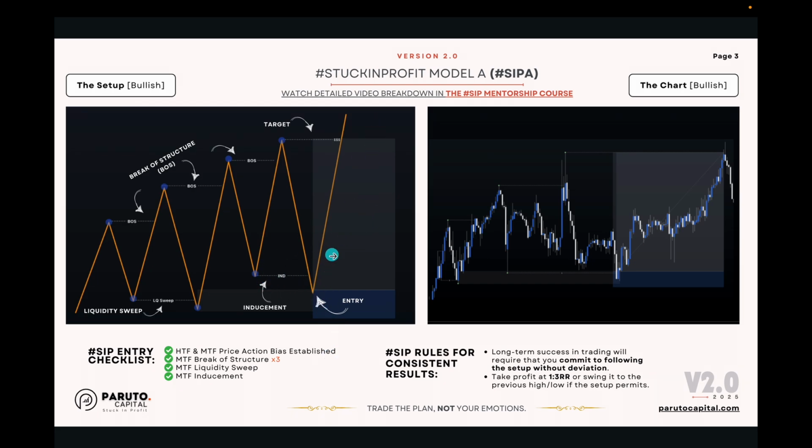Okay, so this is essentially what you're looking for in model A. If you don't have all of this in model A and you say you're trading model A, then you're trading something else. It's definitely not model A. To trade model A, you need 1 sweep, 3 break of structures, an inducement, and then you're good.